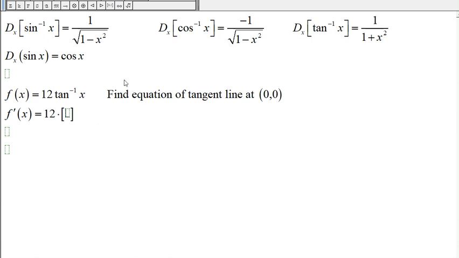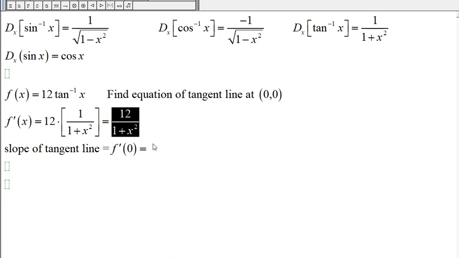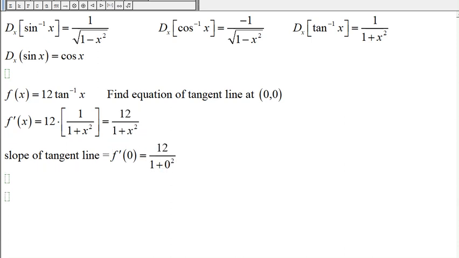So the derivative of tangent inverse is just 1 over 1 plus x squared. So we end up with 12 over 1 plus x squared. And then we need the derivative at 0. This is the slope of the tangent line. And then in the place of x we have 0, so this is equal to 12.